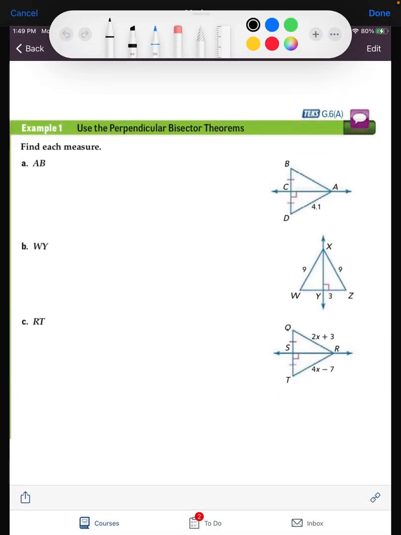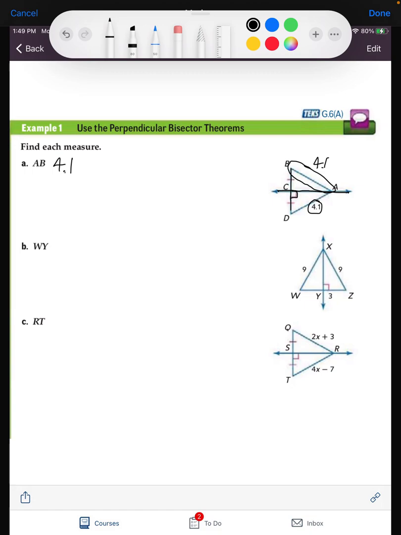Let's take a look at a few examples. Find each measure. So let's figure out what this AB is here. So we can see that CA is a perpendicular bisector of BD, and we see that AD equals 4.1, and since all the points on the perpendicular bisector must be equidistant from the endpoints, we can say that BA also equals 4.1, or AB equals 4.1.